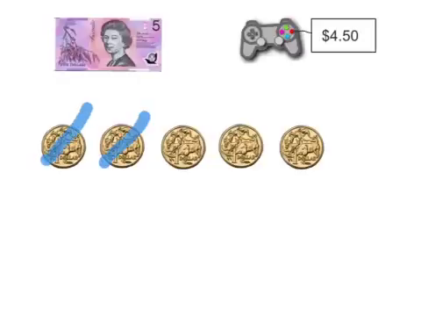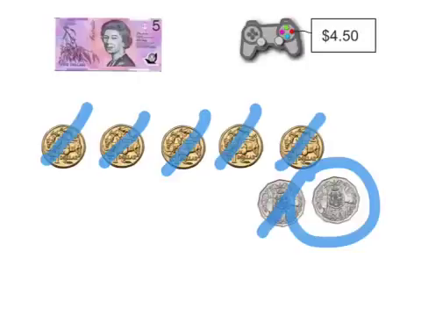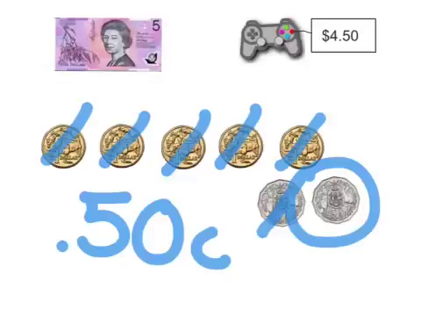It's $1, $2, $3, $4. Now I spent $4.50. That means I didn't spend the whole last dollar here. So I need to think about the relationship between $1 and 50 cents. I know that $1 is equal to two 50-cent pieces. So I didn't spend the whole dollar, I just spent half of it. I spent 50 cents. So how much change is left? 50 cents. So the change required for this financial transaction is 50 cents, which we would record like that.